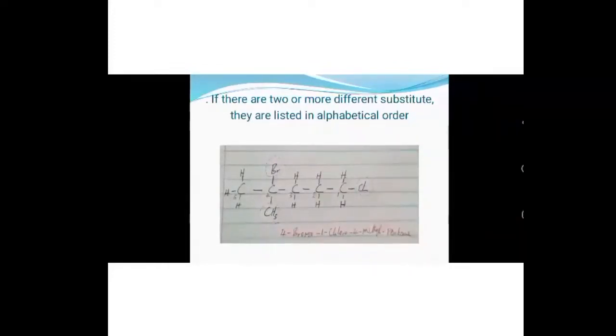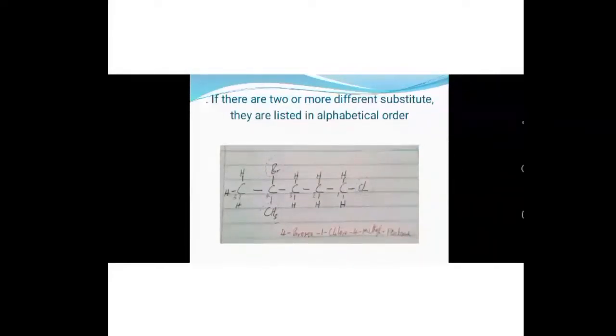So in naming this compound, after proper numbering of the carbon parent chain, we have the name as 4-bromo, 1-chloro, 4-methylpentane. So for the numbering, you don't consider the alphabetical order of the attachments before numbering.